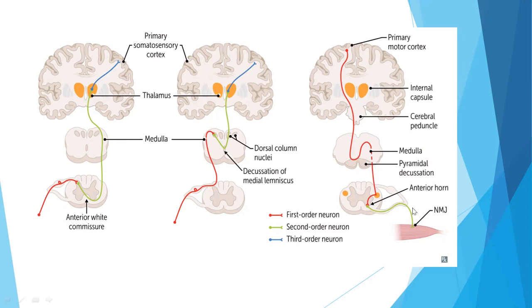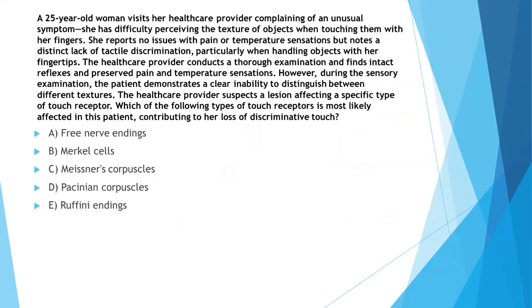Now the neuron that arises from the cerebrum or the motor cortex is the upper motor neuron, and the motor neuron that arises from the spinal cord is the lower motor neuron. Okay, now that's why the pathologies will be different if there is a lesion in either the upper motor neurons or the lower motor neurons. The presentations will be completely different.